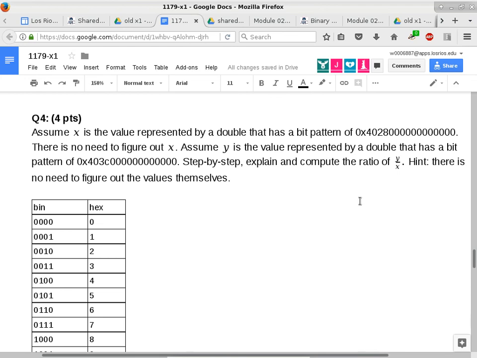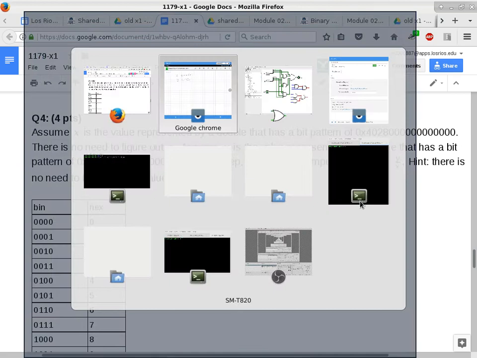And I'm just going to write down the bit patterns. So x is 0x4028 and then a bunch of zeros. Y is 0x403c and a bunch of zeros. Okay, there we go. So now we switch back to the tablet.